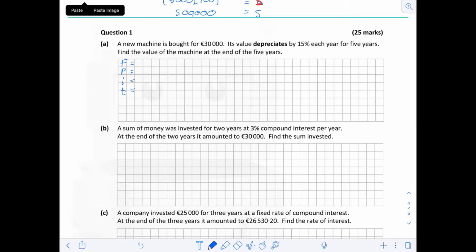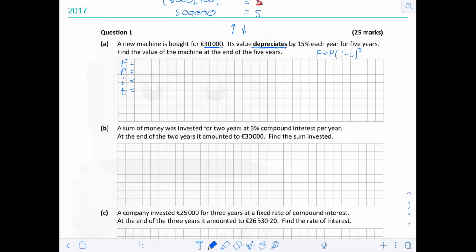So that's how I knew it was going to be an FPIT question, because we have a sum of money that's either growing or shrinking. If it's shrinking, it's depreciating. So I'll just get my maths tables. So we're in financial maths. So we go to the financial maths page, which is on page 30. So we go to page 30, and here we have FPIT. So the formula we're going to use for depreciation, because it depreciates, is F is equal to P by 1 minus I all to the power of T. So in this question, there's going to be F, P, I, and T.